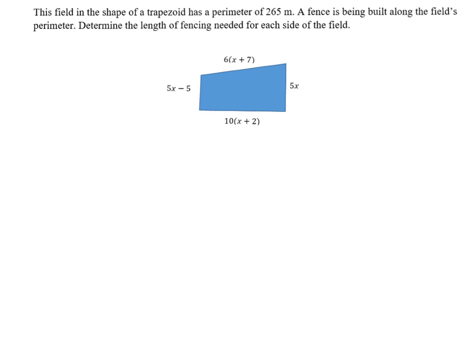So let's apply CUBES to this question so that we can make sure we answer it correctly. We're going to circle our number here, 265. We're going to attach it to the word perimeter so that we know that that's referring to the perimeter of this trapezoid.